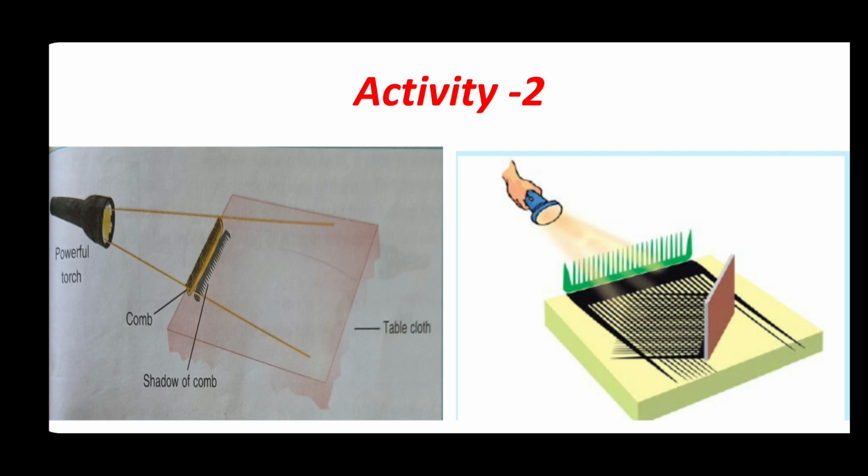So here in this activity you have to fix a comb vertically on one side of a large wooden table. Cover the table with a tablecloth and send a beam of light from a powerful torch through the comb. What you will see is that the comb is obstructing the path of the light, and we can get the image or the shadow of the comb on the tablecloth. So this shows that light always travels along a straight path, but when it gets blocked by an opaque object, a shadow is formed. This is because light cannot bend around any obstacle. So following its straight path, it forms a shadow.